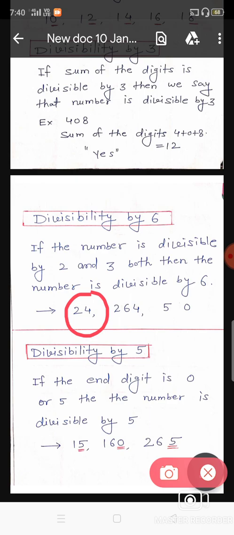Okay. Now divisibility by 5. Yes, if the end digit is 0 or 5, okay, then the number is divisible by 5. Like 15. Yes, what is the one's digit? 5. So it is divisible by 5. In 160, what is the one's digit? 0. So it is divisible by 5.